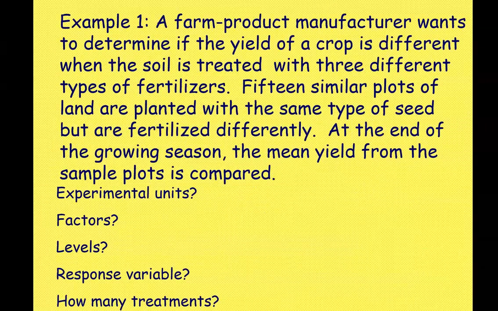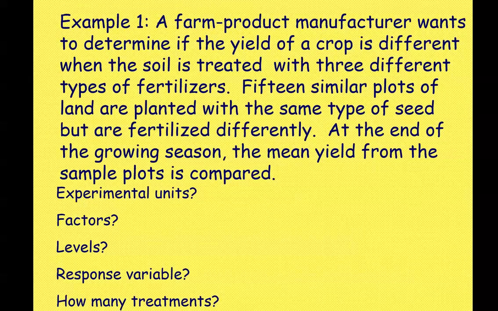So we'll go through a couple of examples here. Make sure we've got the terminology down is what we're trying to get mastered here. A farm product manufacturer wants to determine if the yield of a crop is different when the soil is treated with 3 different types of fertilizers. 15 similar plots of land are planted with the same type of seed but are fertilized differently. At the end of the growing season, the mean yield from the sample plots is compared.